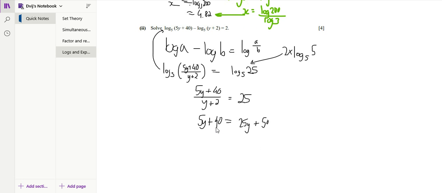And we can just go ahead and simplify that. Bring the 5 here, we get 20y. Bring the 50 there, we get minus 10. So that means y has to be minus half. And that's it. If you want to check your answer, you can just plug this straight back into the original equation and see if it gives you 2. And if it does, then you know that you've got the right answer.